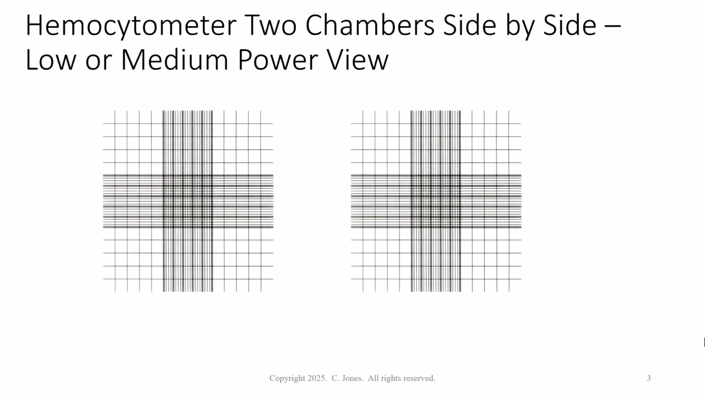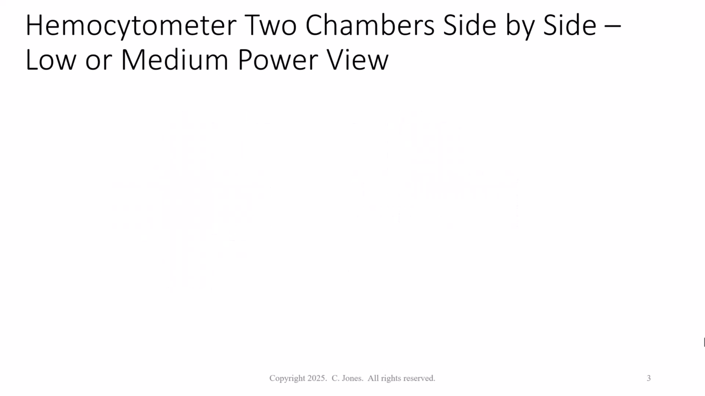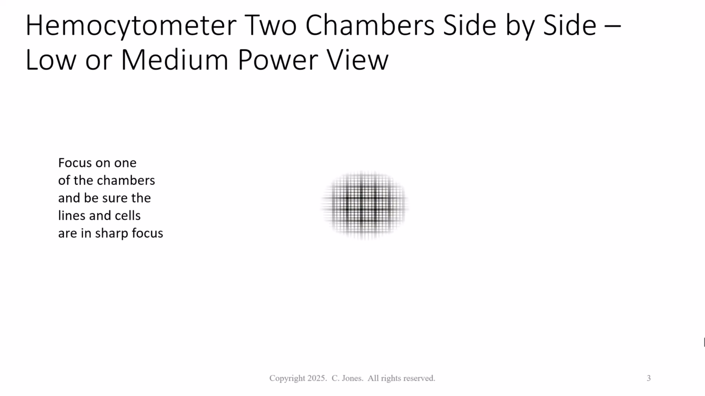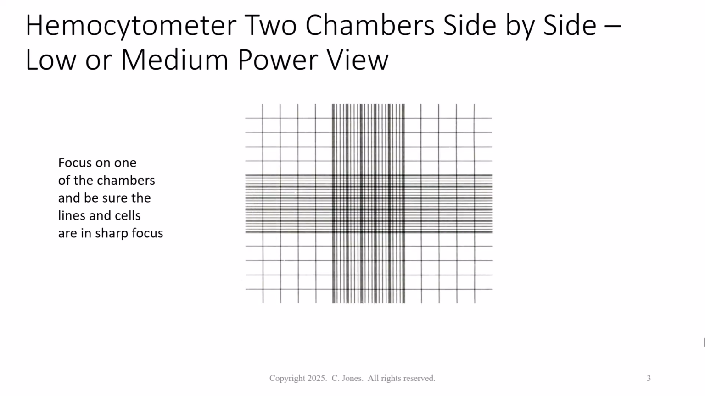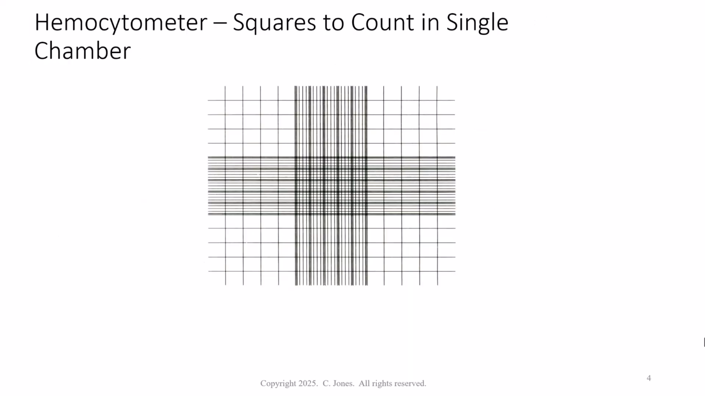Okay, so again, this is what both chambers would look like in the hemocytometer, one on each side, okay? But we're going to focus on one of the two chambers. And then once we've counted in that chamber, we will proceed to count the opposite chamber. So we're going to focus on one chamber. We're going to, again, make sure that the grid lines and the cells are in sharp focus, that they're easily seen.